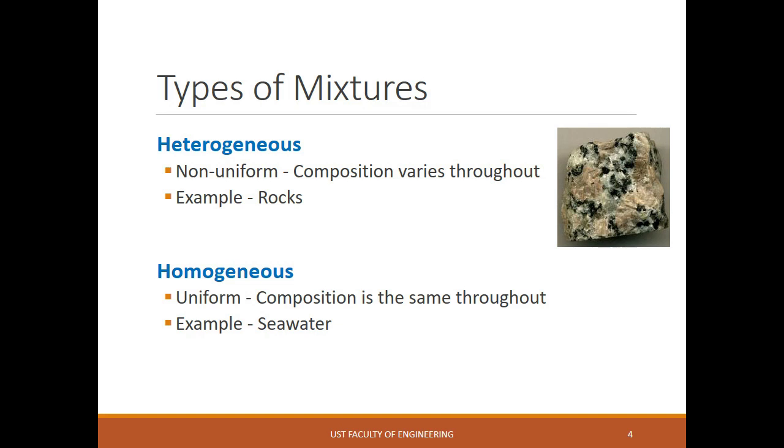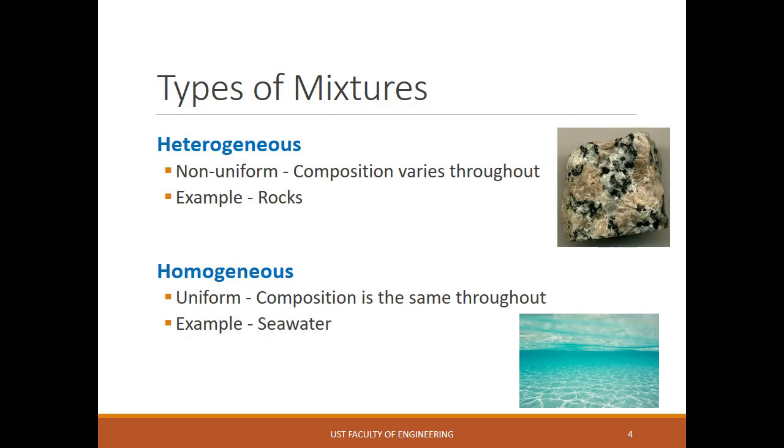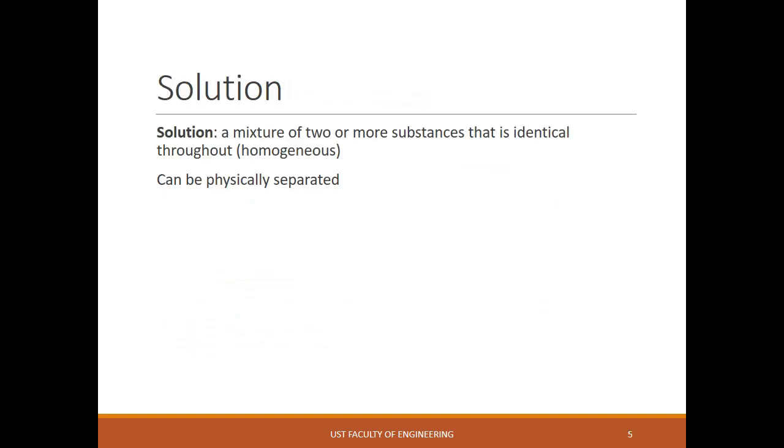An example of a homogeneous mixture is seawater, where the salt completely dissolves in water and is evenly mixed so that you cannot see the salt and water particles anymore. Homogeneous mixtures are also called solutions. Solutions are defined as homogeneous mixtures that are mixed so thoroughly that neither component can be observed independently of the other. As mentioned, these components or substances can be physically separated.